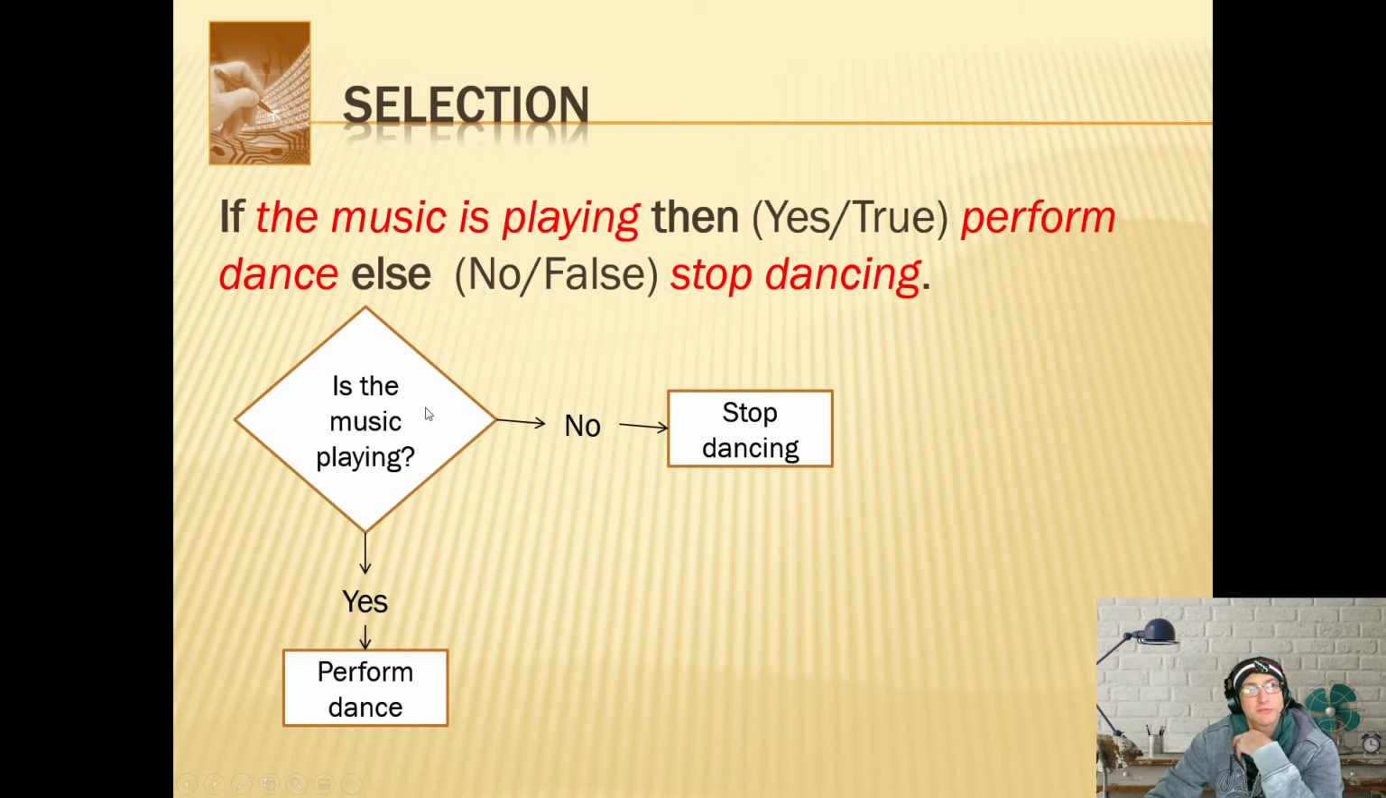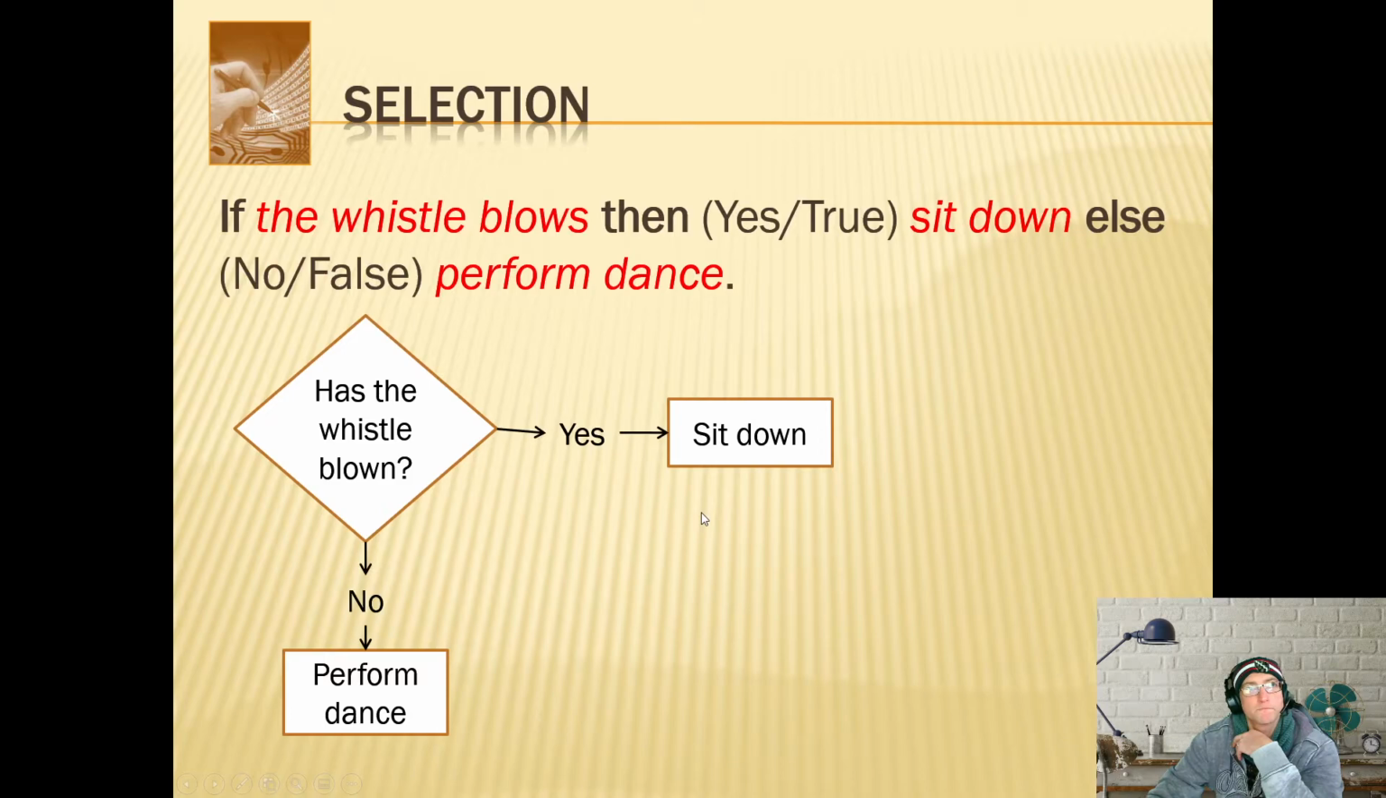So is the music playing? Yes, then you perform the dance. If it's not, we stop dancing. So here's another example. If the whistle blows, then sit down, else perform the dance. And that's what it would look like in our flowchart. Has the whistle blown? Yes, sit down. No, perform the dance.